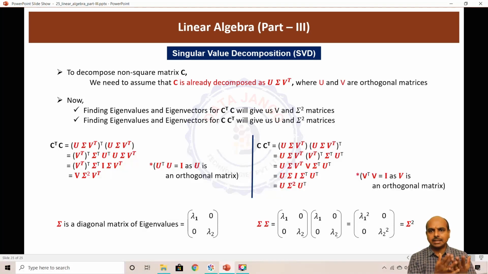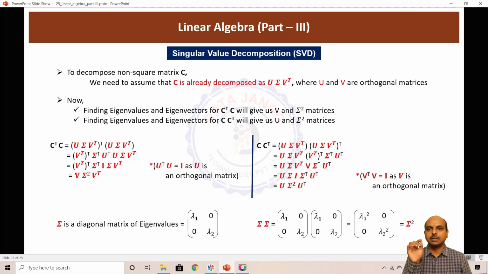And similarly the same thing for C C transpose. What is C? U sigma V transpose, because you are assuming that it is already decomposed, and you substitute it. And this transpose actually flips. V transpose V, and V transpose whole transpose is V. So it becomes V transpose V, which is I, giving U sigma square U transpose. When you take the original matrix, calculate C C transpose and calculate the eigenvalue eigenvector decomposition, you get U. You get three matrices.